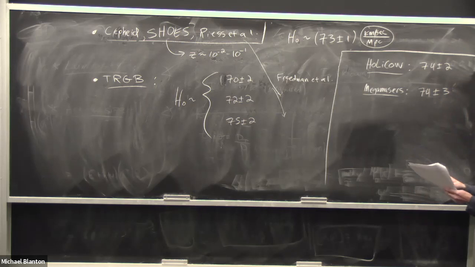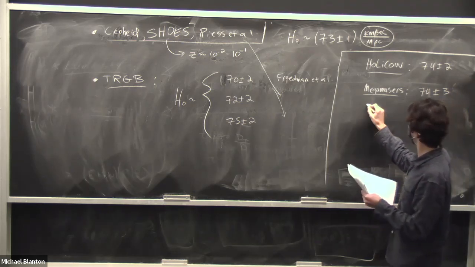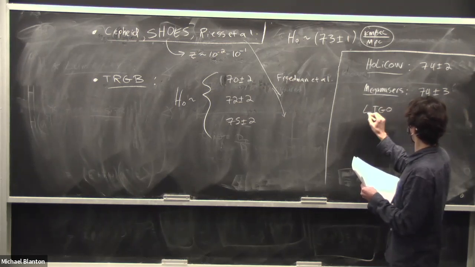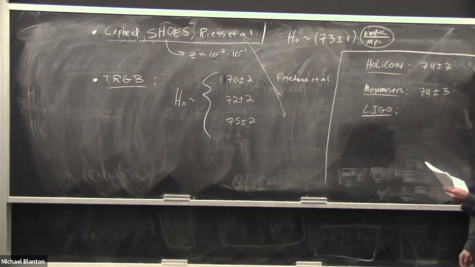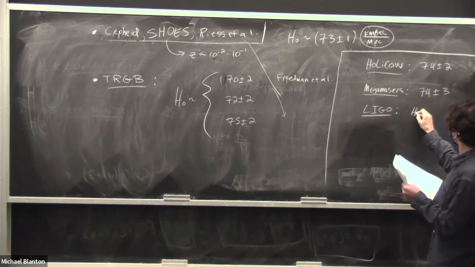That's around 74 plus or minus 3. Another one that's quite interesting as well are gravitational waves. These are too early to really say anything definitive. There are very few objects.